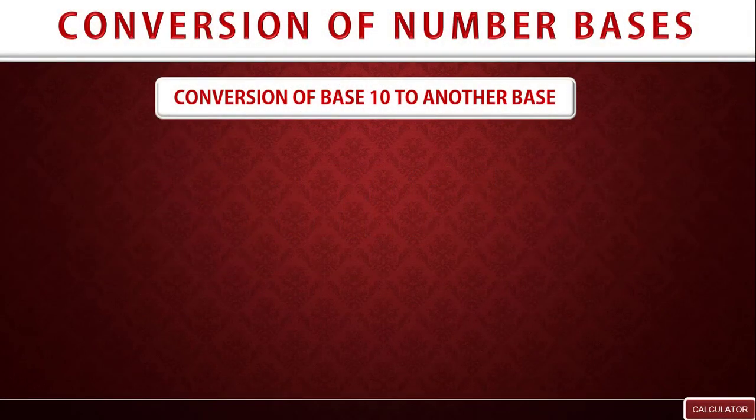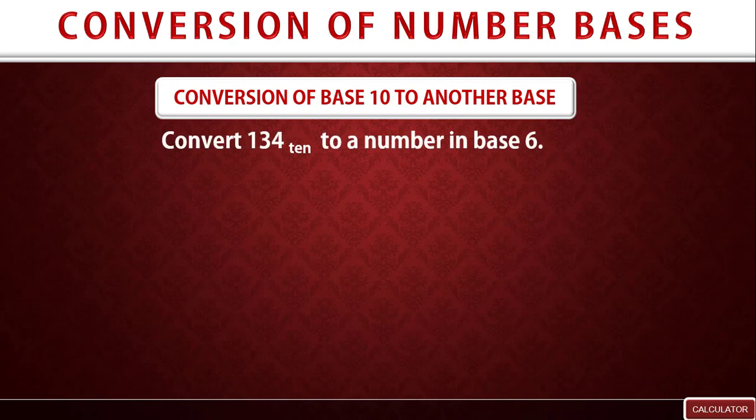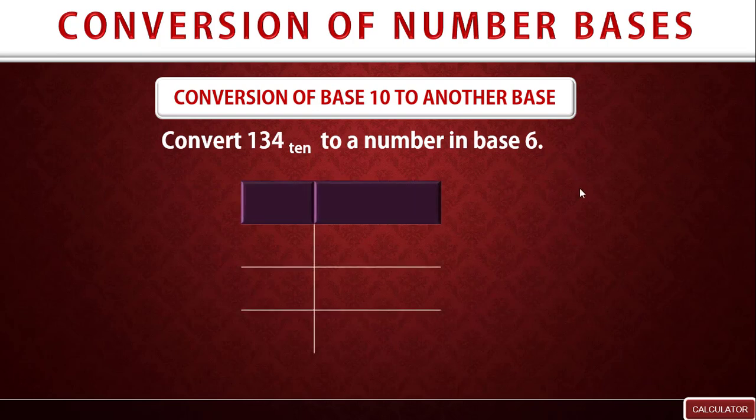Let's look at example 1. We have to convert 134 in base 10 to a number in base 6. What we need to do here is to divide the 134 through repeatedly by 6. Draw your table, and then the next thing is to take the number 134 to the right hand side and then the 6 to the left hand side. So what you're doing here, you're doing 134 divided by 6.